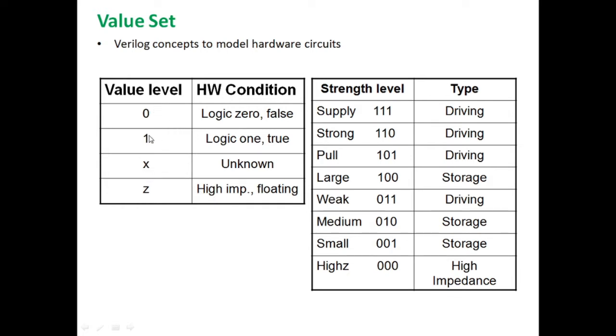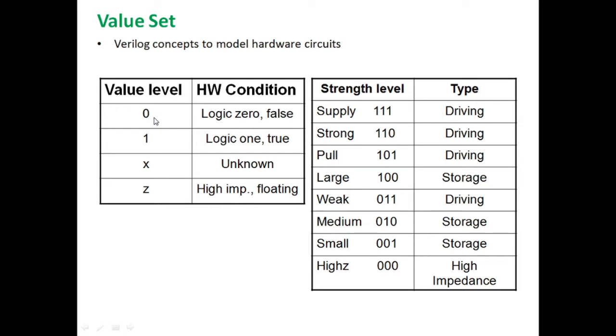Each and every value here again has 8 different strength levels. What are these 8 different strength levels for each value? They are supply, strong, pull, large, weak, medium, small and high. That means all these 8 strengths are present for each and every value here.